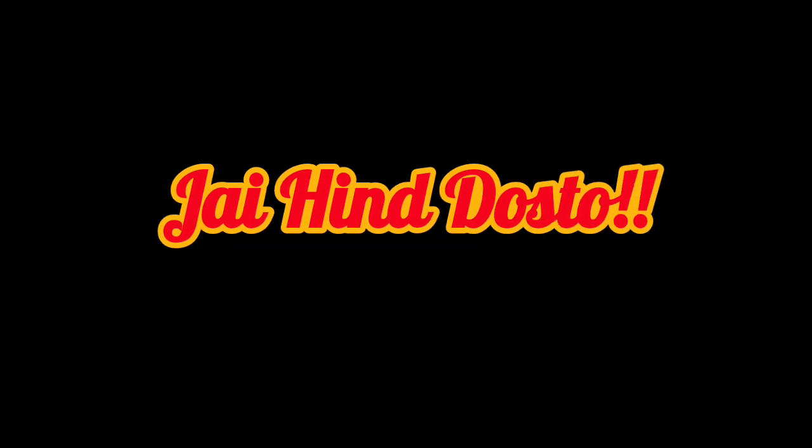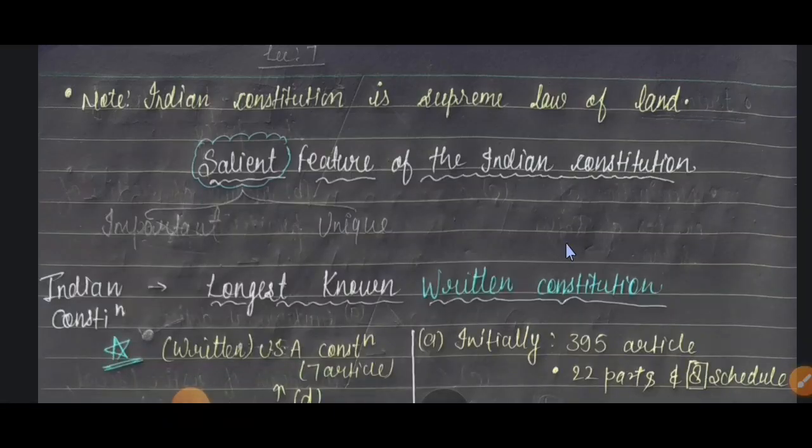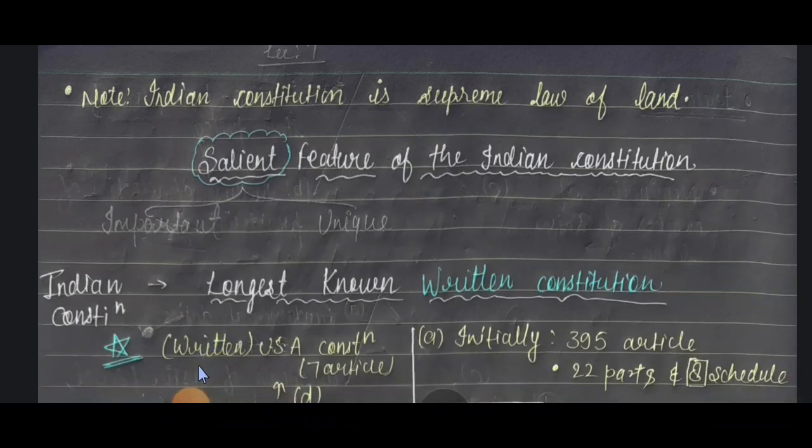And today we are going to study salient features of our Indian Constitution. So without wasting any time, let's begin our topic. First of all, we will understand the meaning of salient. Salient means important or unique. It simply means the important features of our Indian Constitution.